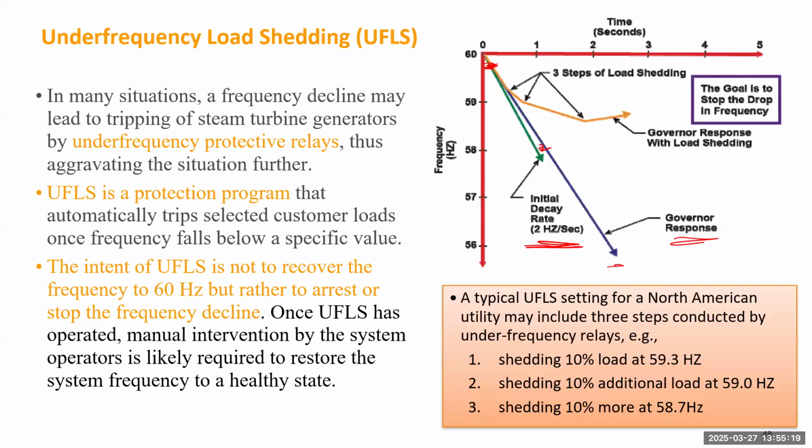For instance, one example is when you detect 59.3 Hertz, which is already higher than the half Hertz protection limit, you shed 10% of load. If that doesn't work and the frequency continues declining, even if the speed is slower, when it gets to 59 Hertz, you need to shed another 10%. If it continues to decline to 58.7, you need to shed another 10%. Okay, any question? All right.